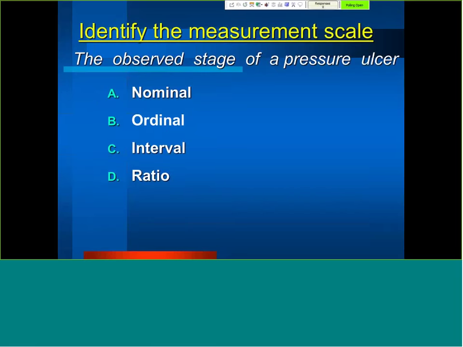And then what about the observed stage of a pressure ulcer? What would that be? Ordinal. That's good. Okay, because it's a stage. So you're ranking those from less severe to more severe. So that would have some order to it, so it would be ordinal. Good.